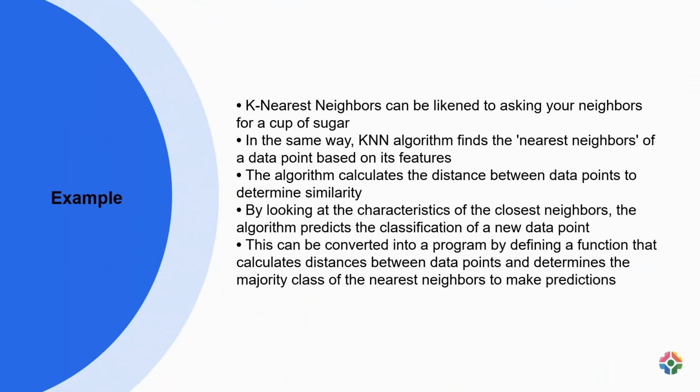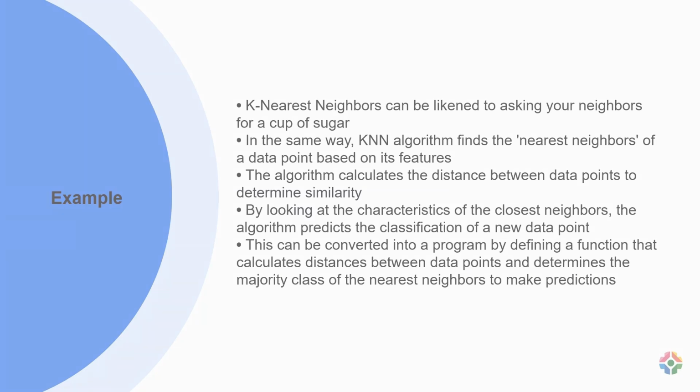K-nearest neighbors can be likened to asking your neighbors for a cup of sugar. In the same way, the KNN algorithm finds the nearest neighbors of a data point based on its features. The algorithm calculates the distance between data points to determine similarity. By looking at the characteristics of the closest neighbors, the algorithm predicts the classification of a new data point. This can be converted into a program by defining a function that calculates distances between data points and determines the majority class of the nearest neighbors to make predictions.